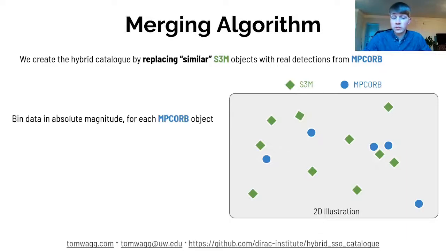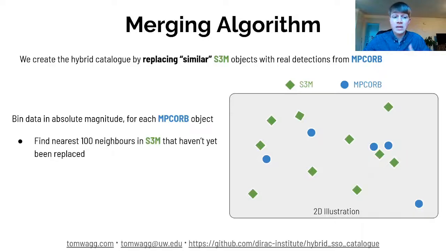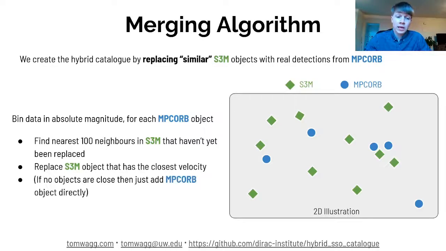The way this works is first we bin the data in terms of absolute magnitude and treat them all separately. Then we step through each MPC Orb object and say, okay, what are the nearest 100 neighbors using a KD tree, and those that haven't yet been replaced. Of those nearest 100 neighbors, which one has the closest velocity? Find that one and then swap it out. There is then a small case where if there are no objects that are close enough to be allocated with this swapping, we just directly add the MPC Orb object.